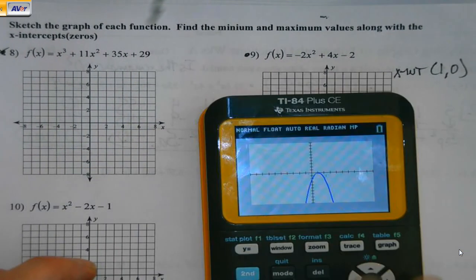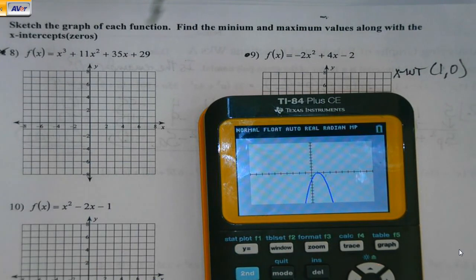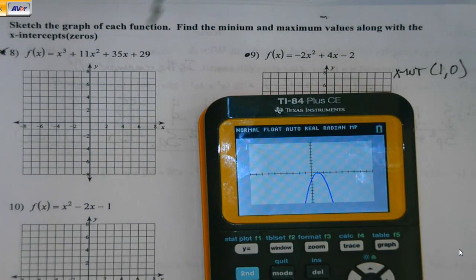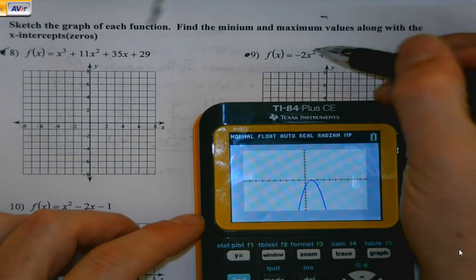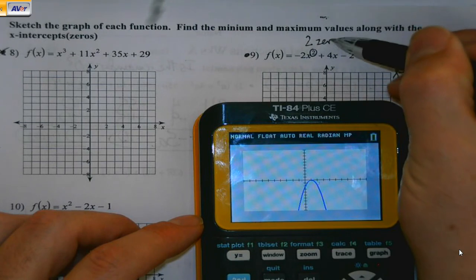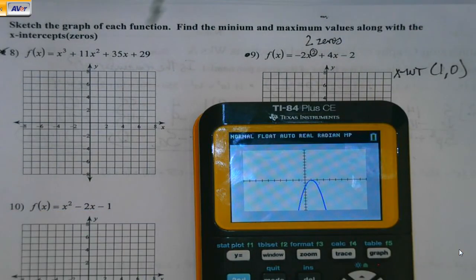Now I'm going to pull the picture back up for a minute because I notice, hey, it doesn't look like it goes through anywhere else. It's just that one. But I also know, because of my degree, that there has to be 2 zeros. There has to be 2 intercepts. But I've only found one.